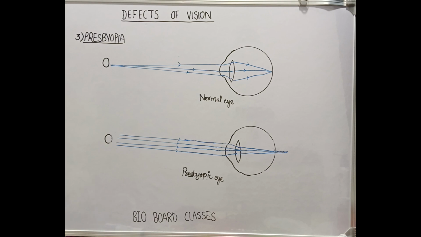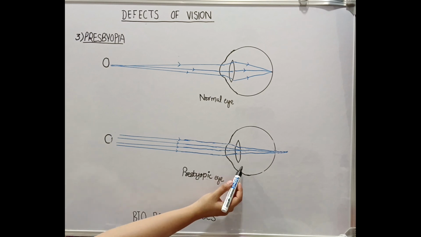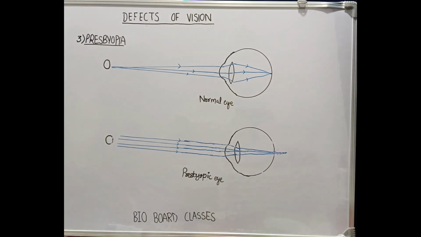We studied about ciliary muscles in a previous video. This reduces the eye's ability to adjust focus according to near or far objects. So what is the solution here? People with presbyopia often use bifocal lenses. These have both concave and convex parts.